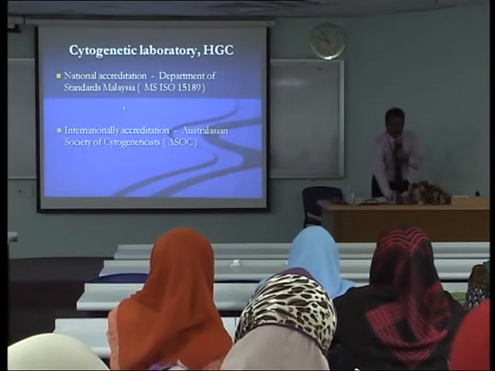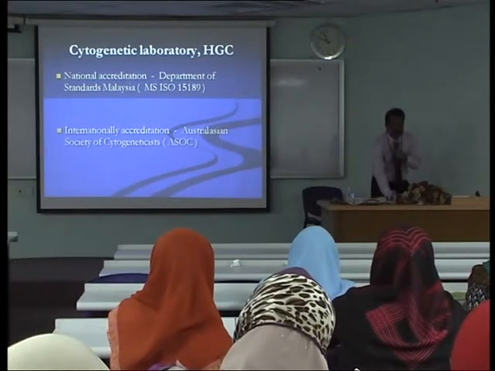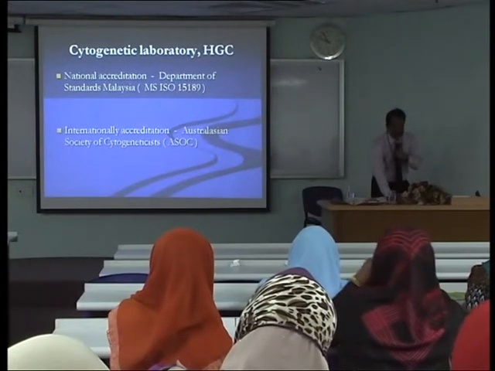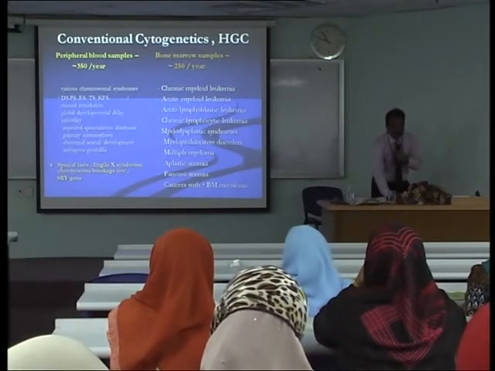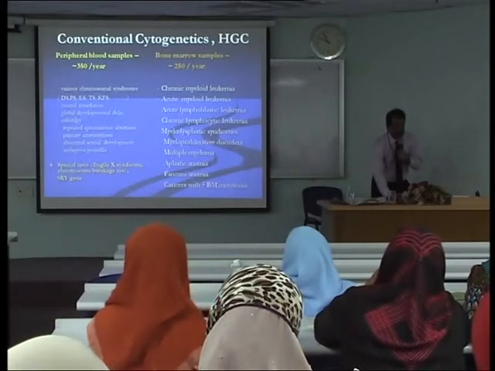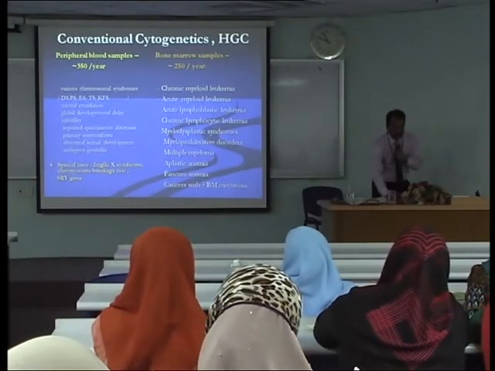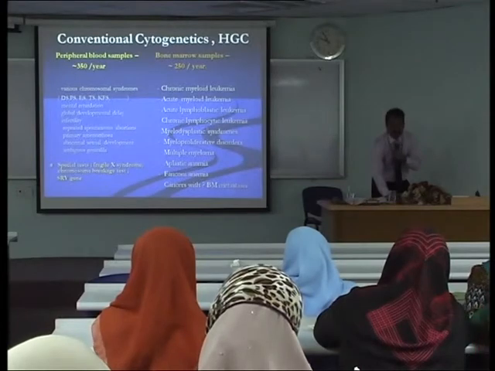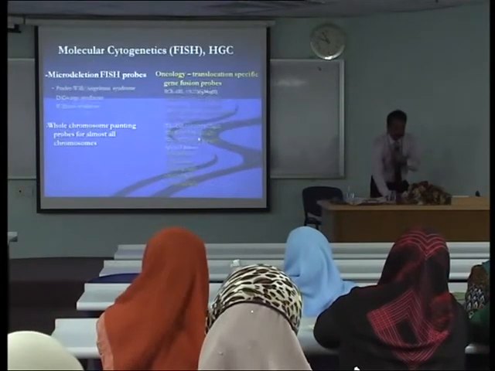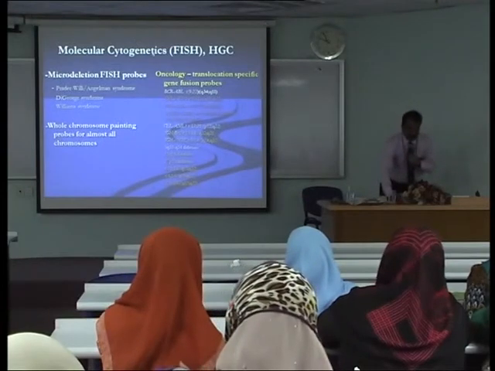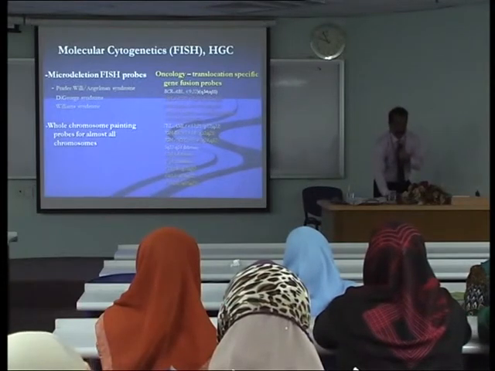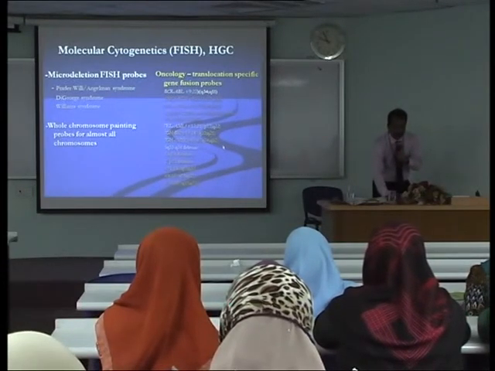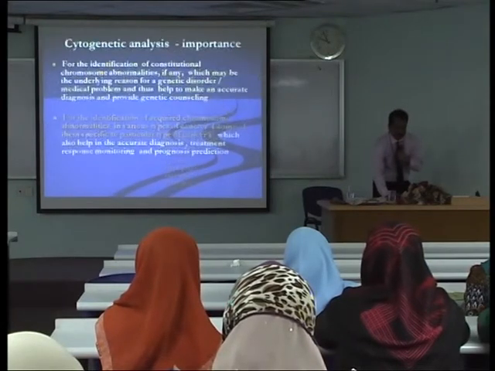We have a cytogenetic laboratory in the Human Genome Center, and it is nationally accredited as well as internationally accredited, and we process almost 350 blood samples in a year as well as 250 bone marrow samples per year. So these are the various types of patient samples that we receive, and these are the various types of cancer that we do chromosome analysis for. And these are the molecular cytogenetic techniques using the FISH technique. We have specific probes for all these hematological malignancy associated gene fusions.